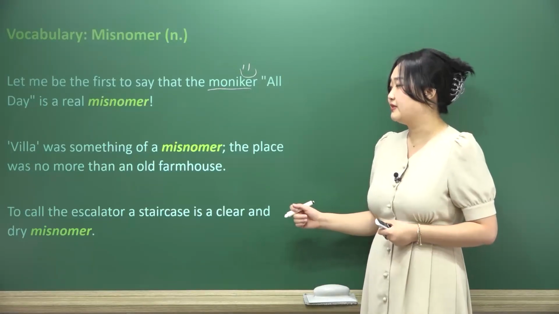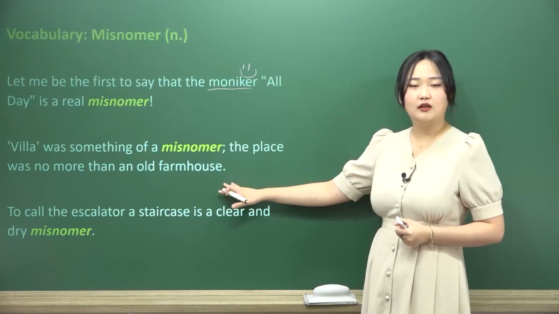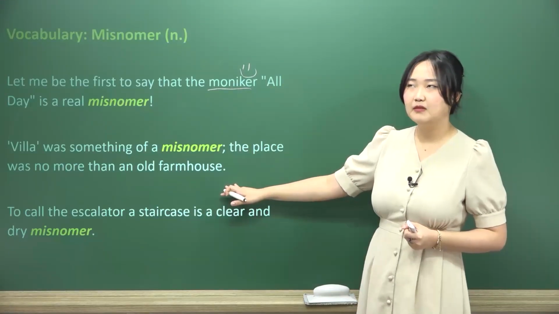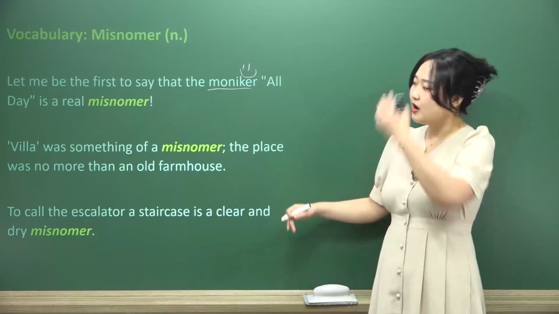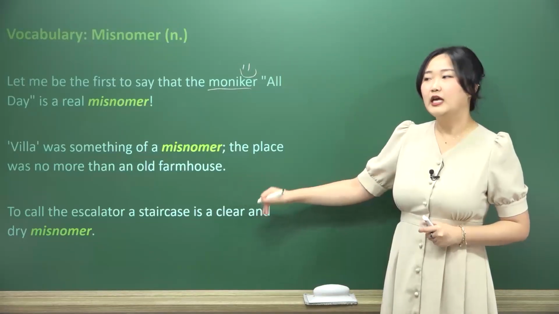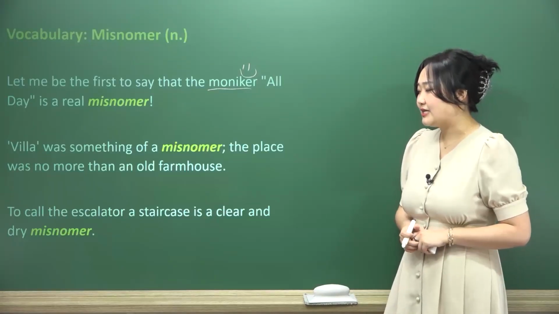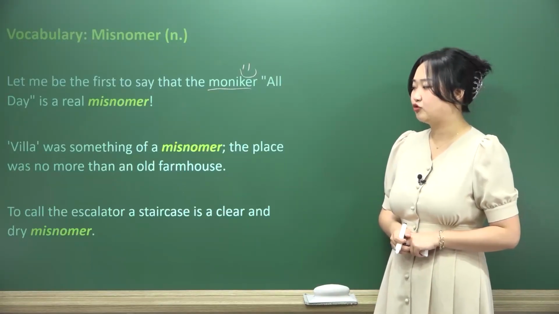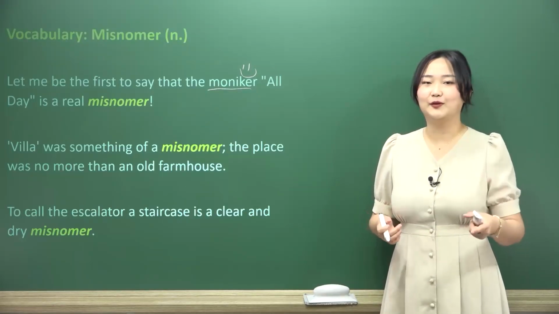Villa was something of a misnomer. The place was no more than an old farmhouse. Would you really call an old farmhouse a villa? Not necessarily. You might do that to maybe advertise it a bit better, but it's a bit of a misnomer, since you wouldn't really call it a villa. It would be more appropriate to call it something else. To call the escalator a staircase is a clear and dry misnomer. Escalators and staircases are different, as we know, especially if we take the subway every day.